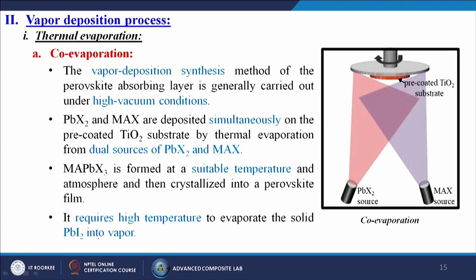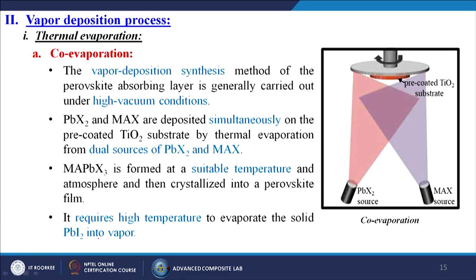Next is the vapor deposition process. From the name itself you can understand that it is a kind of thermal evaporation process. That is also divided into several parts. The first one is known as the co-evaporation process. The vapor deposition synthesis method of the perovskite absorbing layer is generally carried out under high vacuum conditions. High vacuum means there is less chance of the perovskite materials degrading.